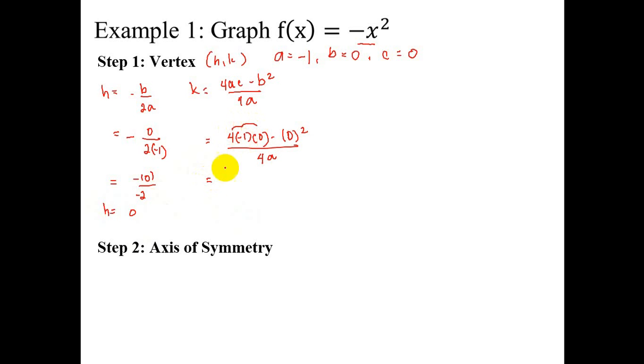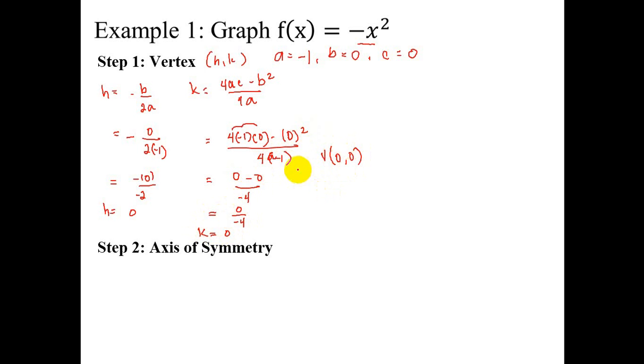4 times 1 times 0 is 0. The zero property says that if we multiply values by 0, the answer is always 0. Then 0 squared is 0, all over 4 times the value of A, which is negative 1. So 4 times negative 1 is negative 4. 0 minus 0 is 0, divided by negative 4 is also 0. Your K is also 0. Therefore, your vertex is (0, 0).